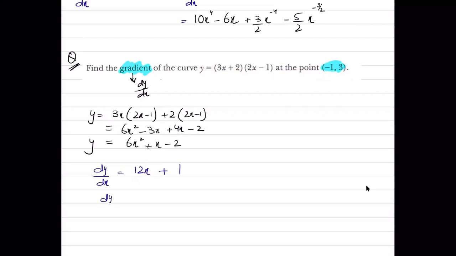So I'm going to write that I'm trying to find the gradient at x equals -1. In the gradient function, I'm going to plug in x as -1. -12 plus 1 is going to give me -11. So that is the gradient.